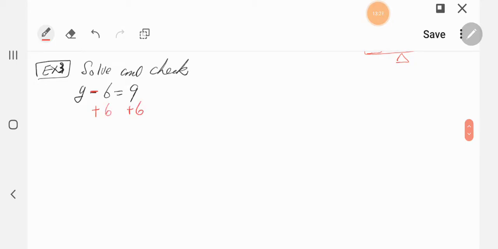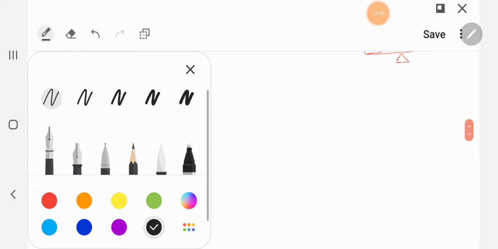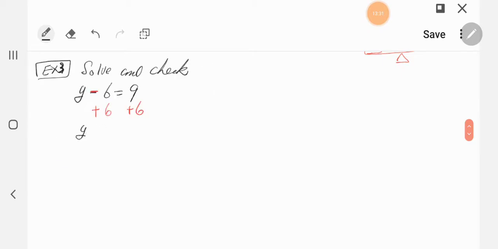Each side. Then y is equal to y, minus 6 plus 6 is 0. Negative 6 plus 6 is 0, so y is equal to 25. So this is the solution. 25 is the solution. The left side is y. So y is equal to 25.